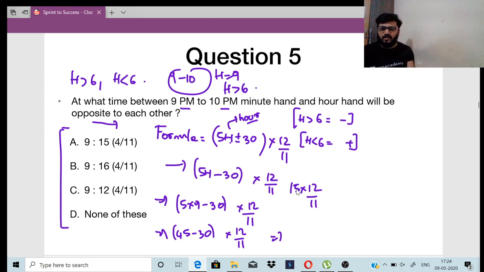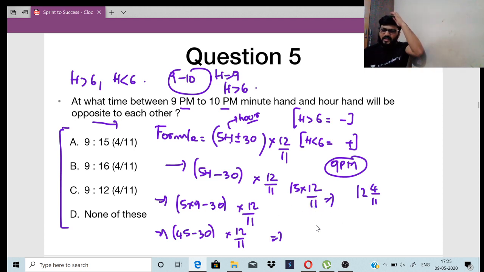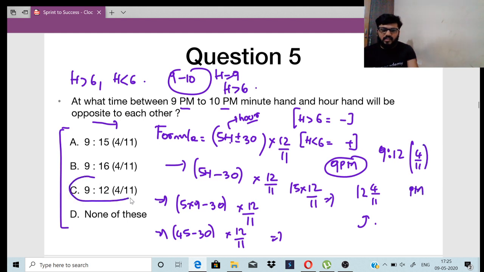So what is 15 into 12 by 11? Formulate this. 9 p.m. you already have. So this will be 15 into 12 by 11, nothing but 12 4 by 11. This will be the mixed fraction. When you formulate 15 into 12 by 11, you'll get an improper fraction; formulate the mixed fraction. So this is 9:12 4 by 11 p.m. Option C.